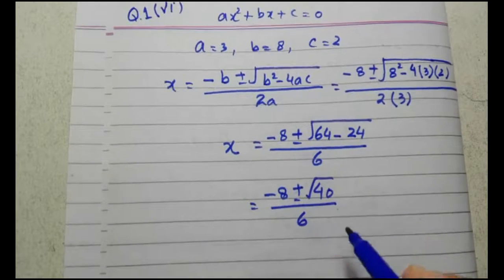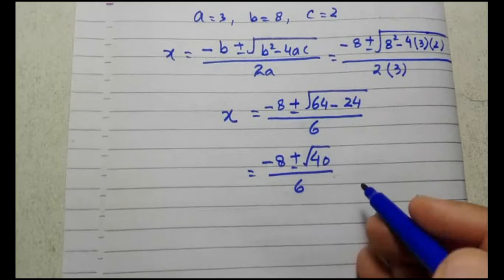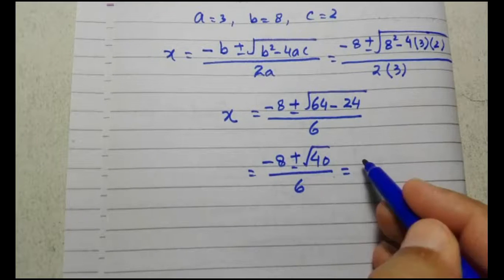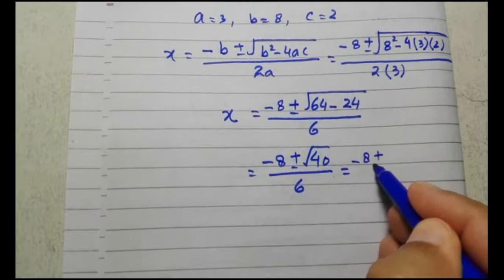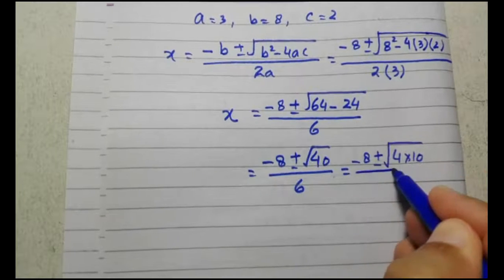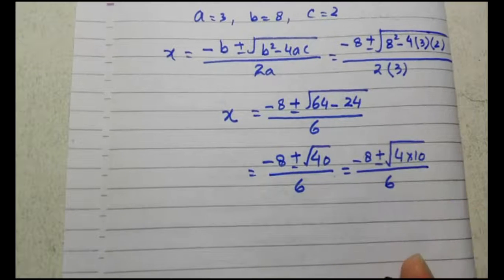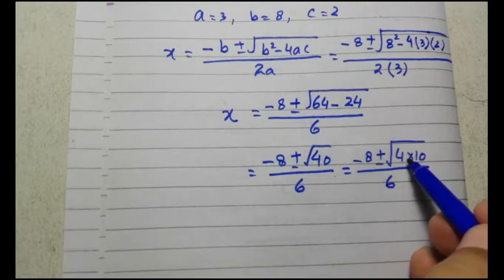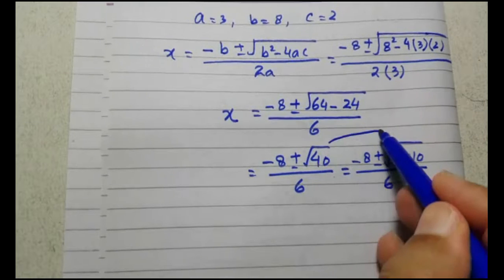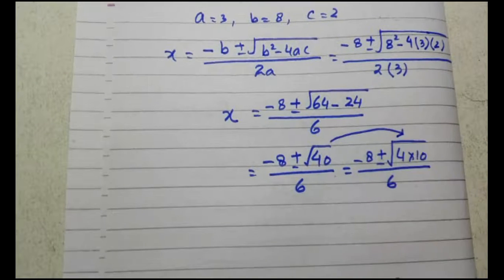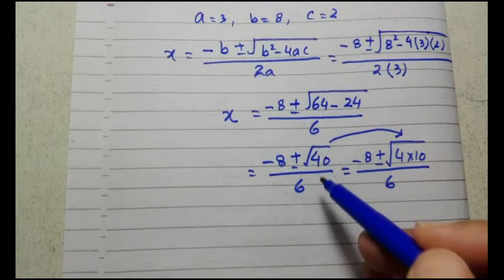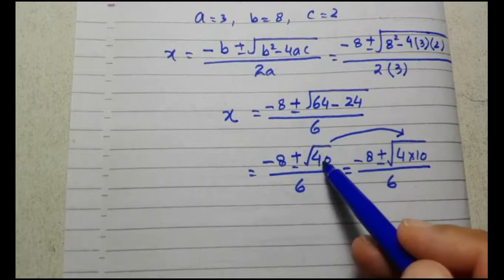Divided by 6. And as I told you earlier, you have to write this 40, or the number in the radical sign, as a multiple of a square number. So I will write 4 times 10 divided by 6. The purpose is very simple: I want to get this number out of the radical sign. So I want to convert this number as a multiple of some square number. If it is a perfect square, like in the previous question, there was 49 right here, and we had taken its square root, that was 7.